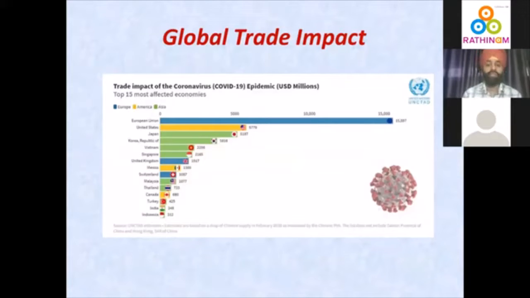So which are the most affected economies due to the COVID-19 pandemic? After China, the first to be hit globally because of COVID was the European Union, especially Italy and Spain, which have sizable populations. Incidentally, the European Union is also one of the largest trading partners of India. So it directly affected India when it comes to export of Indian products to the European Union.